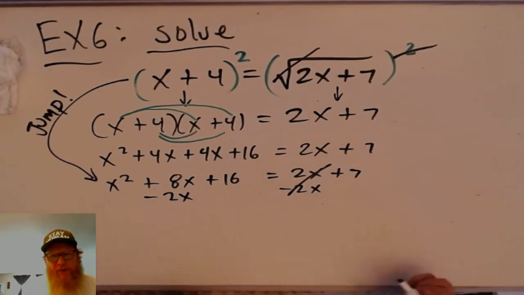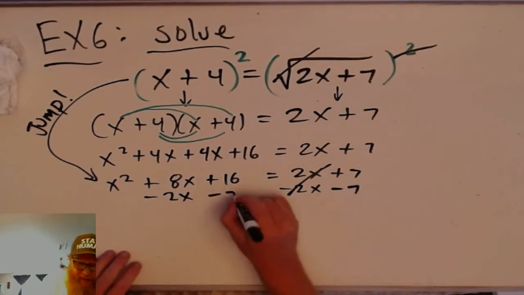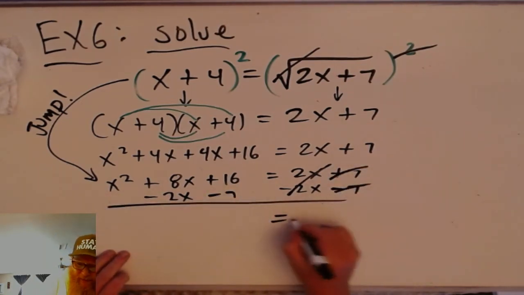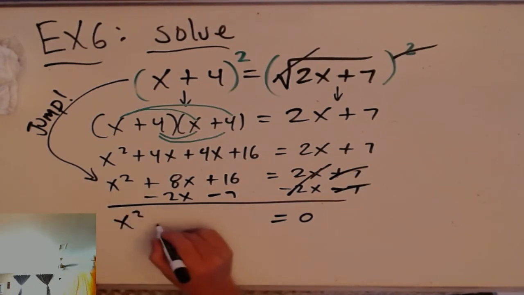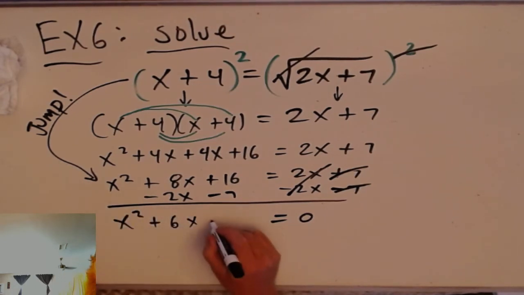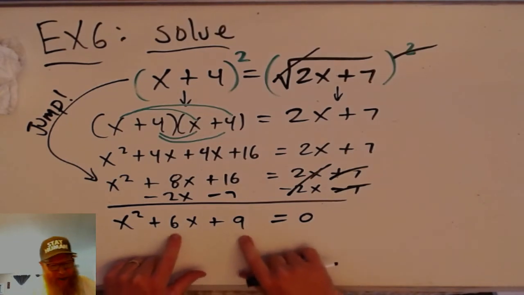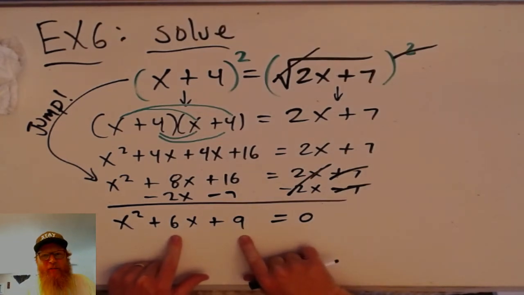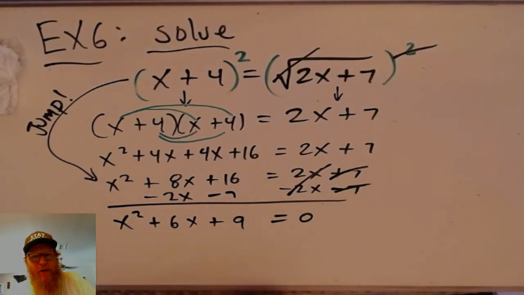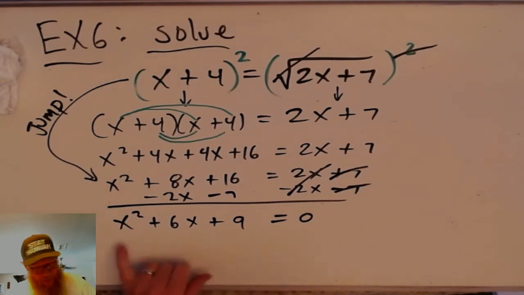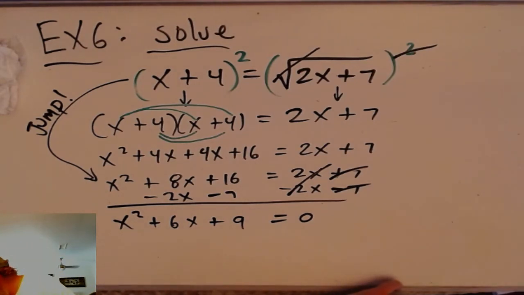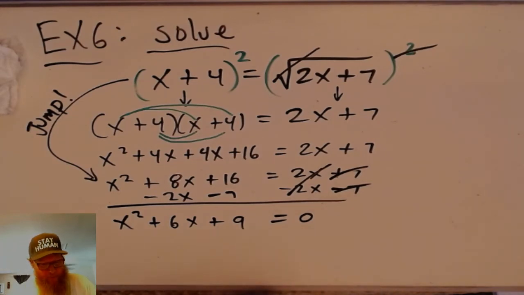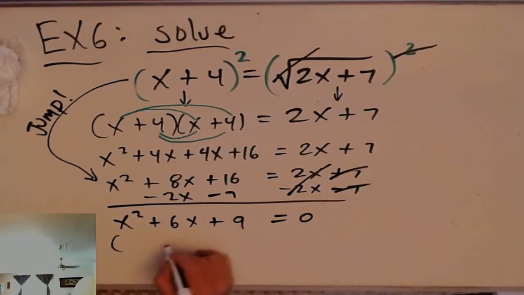Subtract 2x from both sides. Subtract 7 from both sides. Remember what Dr. J told you. He said these will be factorable. If they're not factorable, you probably did something wrong. Oh, no. What the heck is going on here? Oh, it's a perfect square.